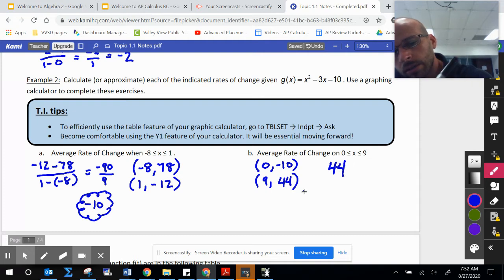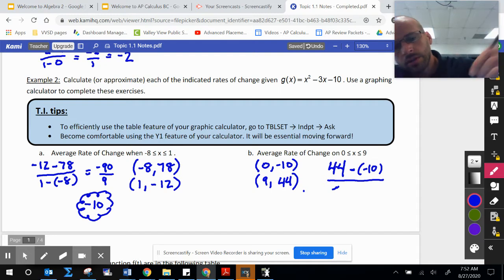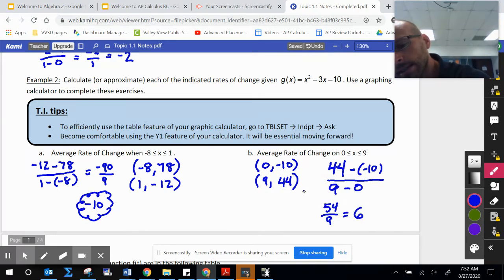Oop, let's get that stylus working. Okay, minus -10 all over 9. Ugh, struggling. Let's see if I can get my tip. All right, 9 minus 0, which gives me 54 over 9, or in this case, 6. Okay, so those are my two average rates of change.